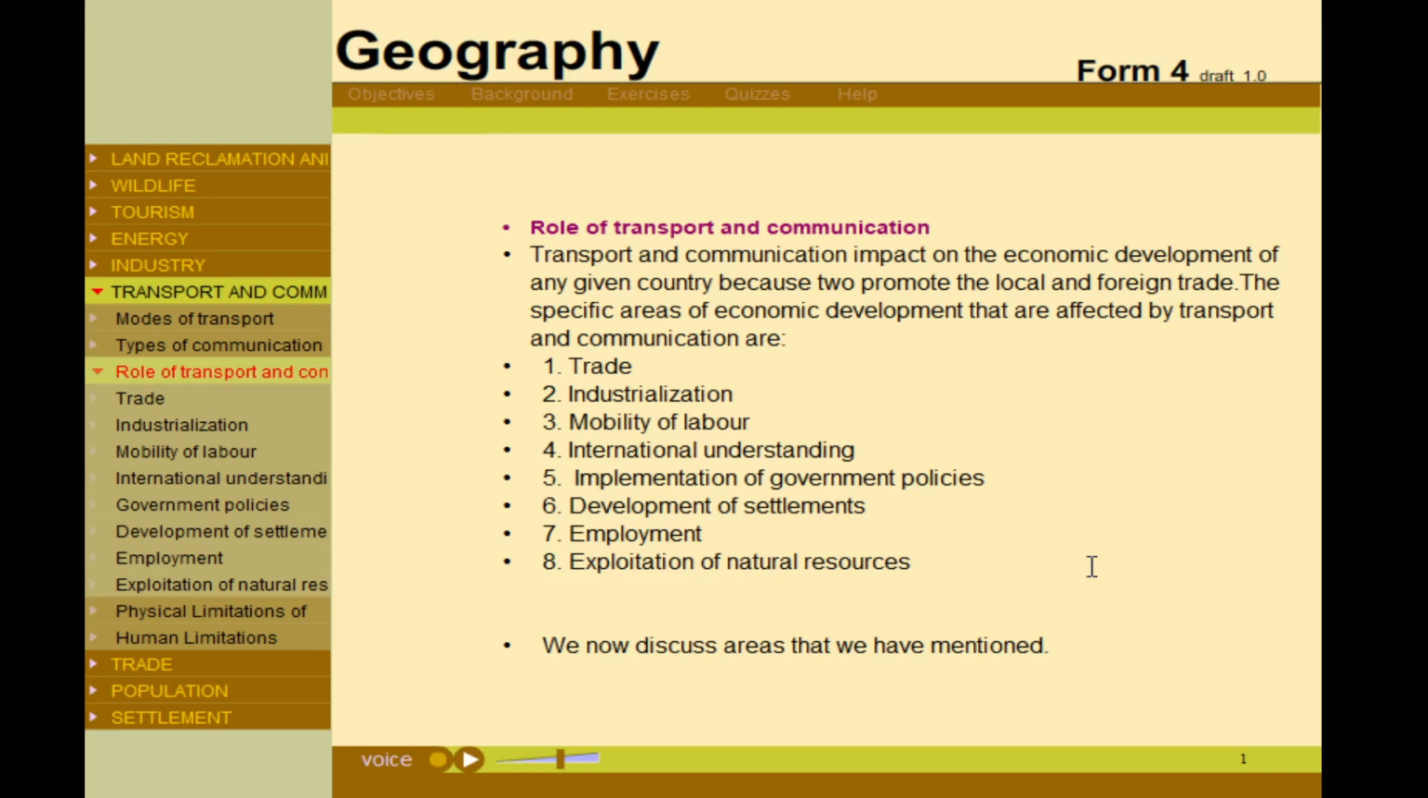More industries are established in areas of countries with efficient means of transport and communication, where raw materials and finished products can reach market cheaply and faster. In developing countries, industries are concentrated in urban centers where means of transport and communication are well developed.